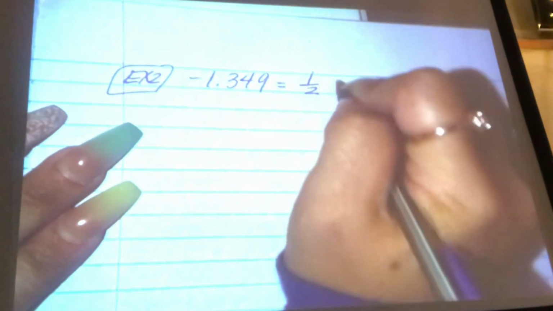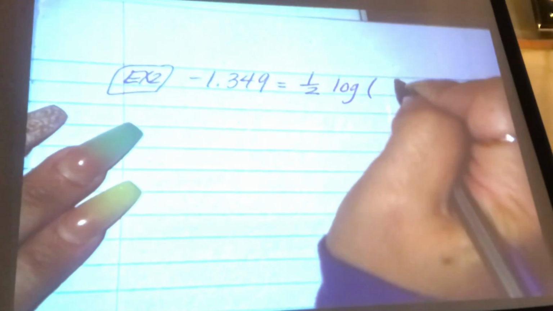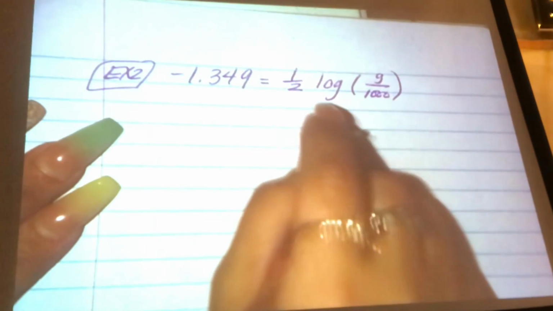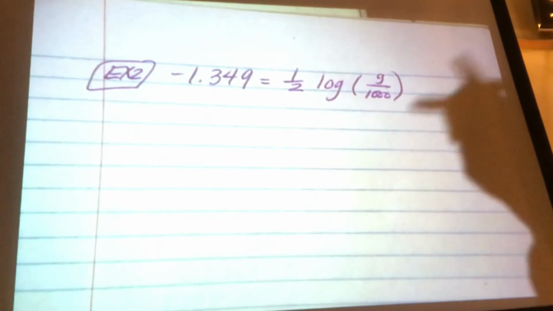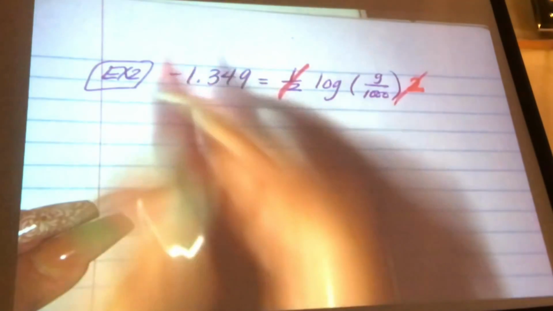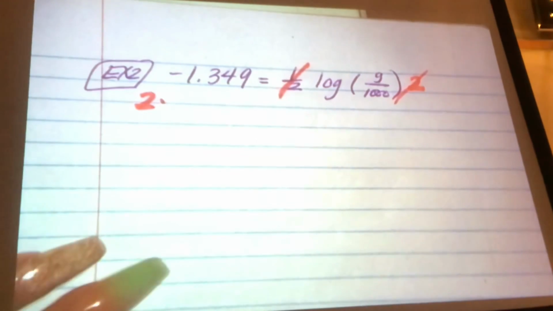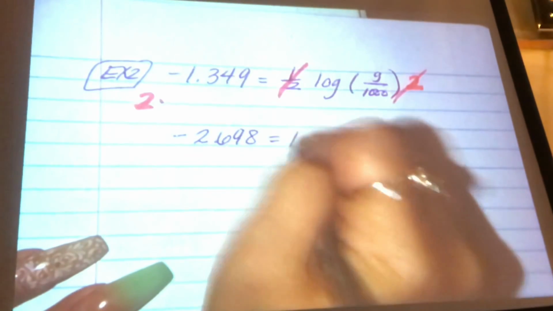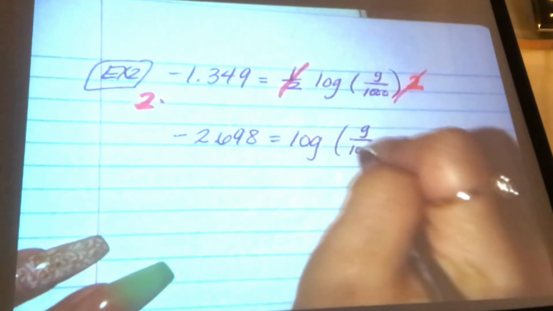Let's try another one. Example 2. Negative 1.349 equals 1/2 log of g over 1,000. Well, we're not allowed to do it yet because we have to get this log by itself. So I'm going to multiply both sides by 2 to get rid of this 1/2. Mina, what's 2 times negative 1.349? Negative 2.698. Yep. Equaling the log of g over 1,000.